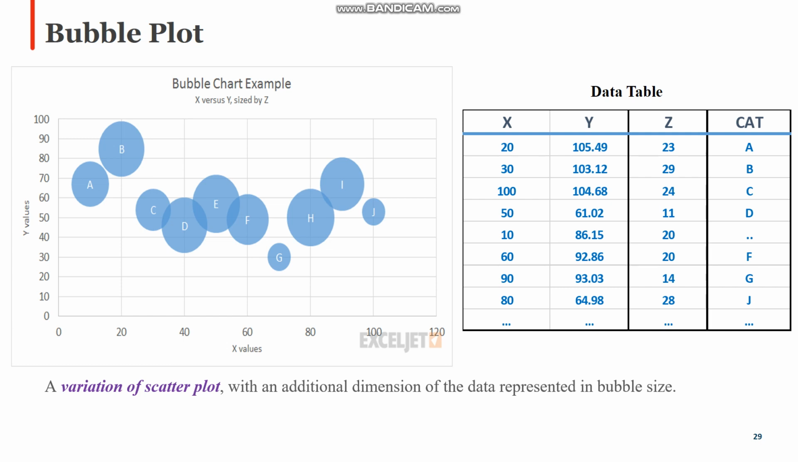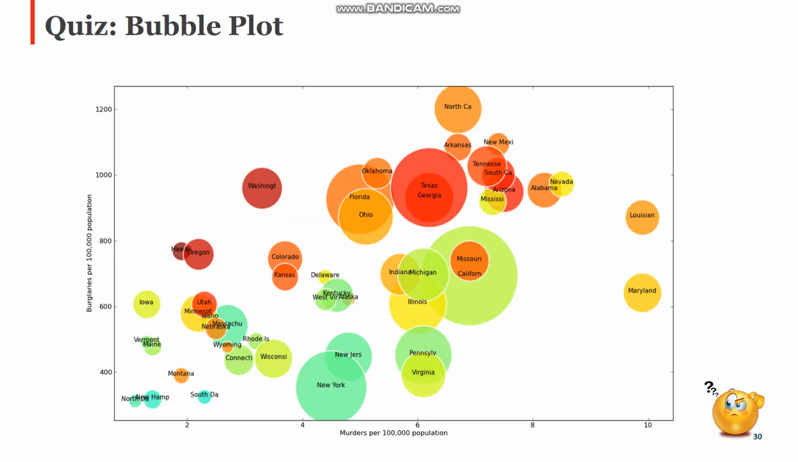We can have multiple additional dimensions of the data represented in different visual cues. A small quiz here. What does the size mean? This is clearly a bubble plot.